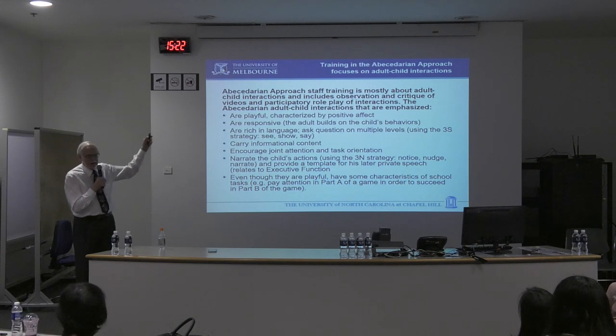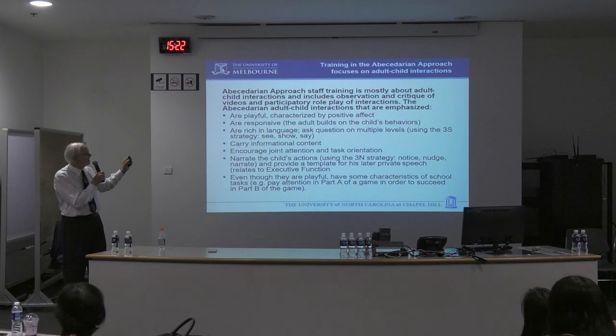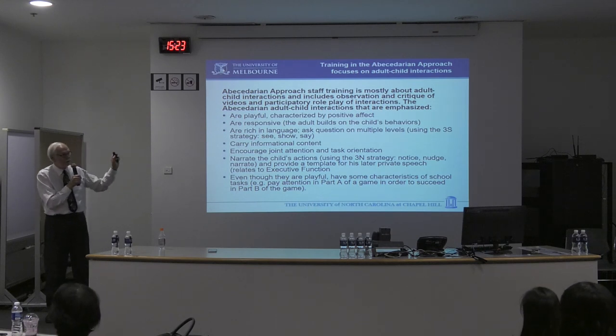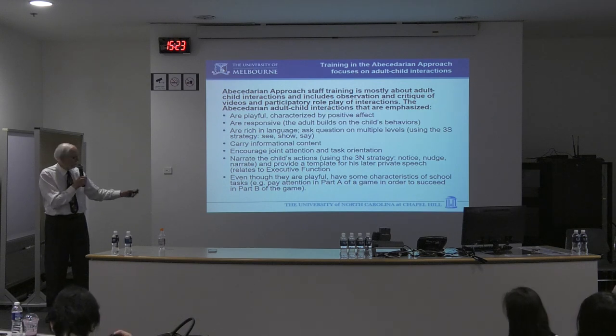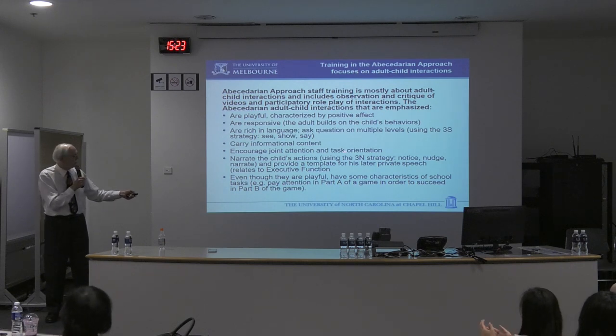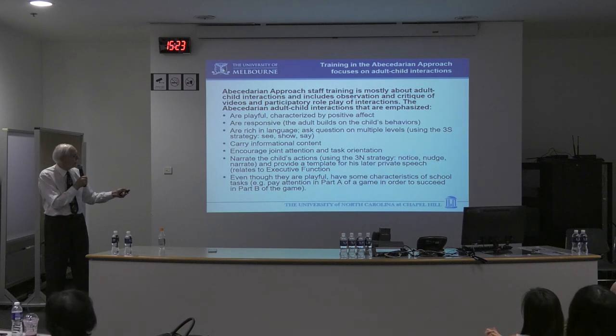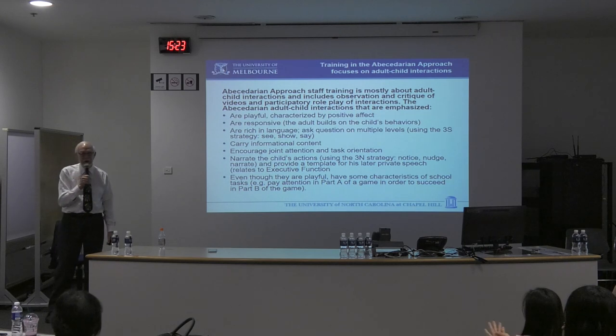I'm not going to talk about this slide. It's very dense in text, but I put it on here simply to say that when we do training, we are training toward activities that have all of these characteristics, and they don't have them all at the same time. You see joint attention down here, task orientation. But notice that the activities are responsive. The adult is building on the child's behavior.